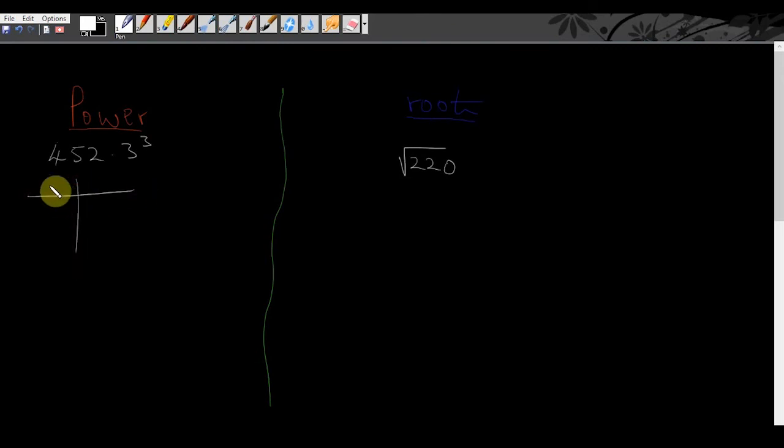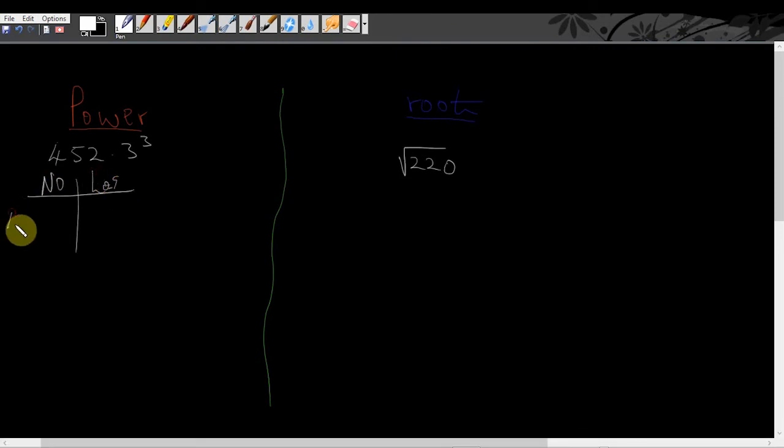Draw your table. This is the number side, this is the log side. Then write down this number, 45.23 to power 3. Get the logarithm of this number, it will give you 2.6554. This power 3 now, how are you going to settle the problem with it?